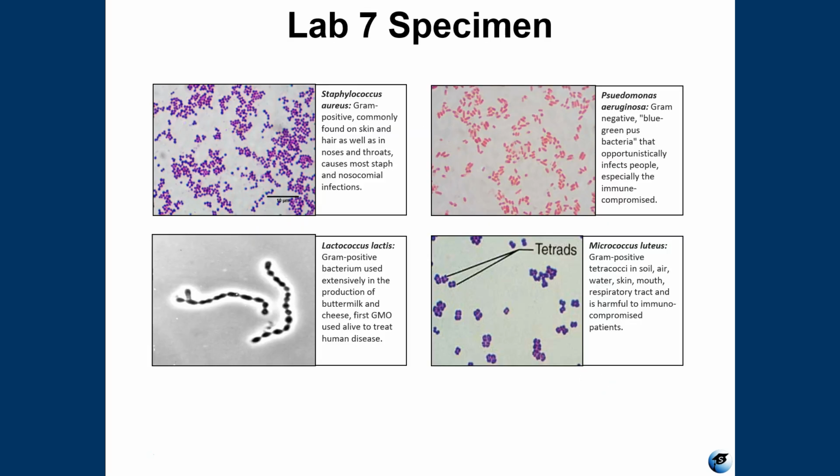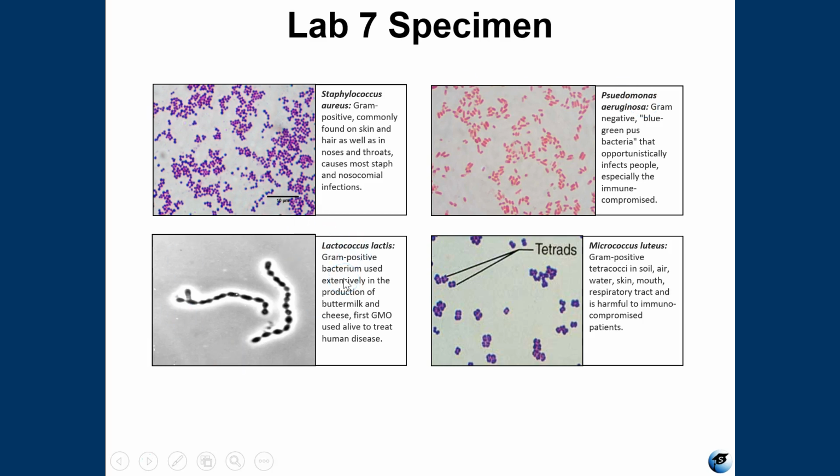So have a look through your Lab 7 specimen. Again, the most dangerous one that we're working with here is your Pseudomonas aeruginosa. This one's pretty nasty. He's an opportunistic pathogen, and he is the bacteria that causes the blue-green pus. So it can cause a pretty nasty infection if you're not careful. So you want to be careful with him.